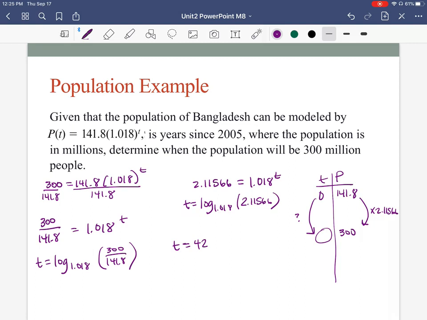And again, it still wants to know what year. So t is measuring years since 2005, and so I would add that. So we're going to find about in the year 2047.